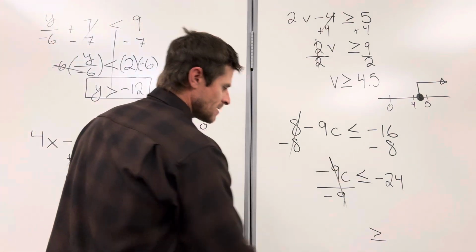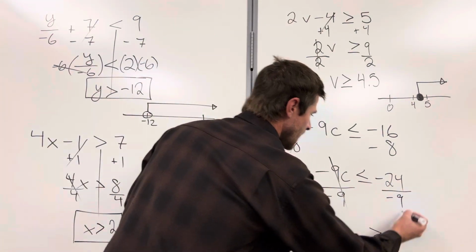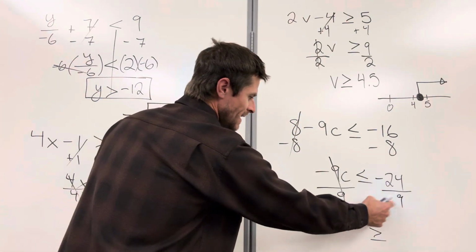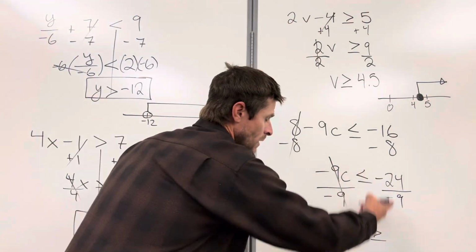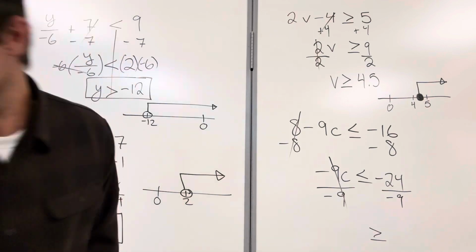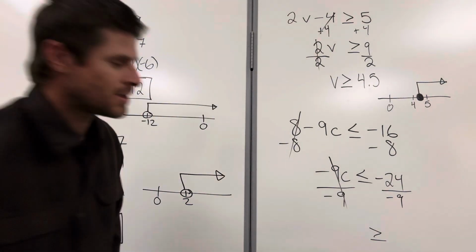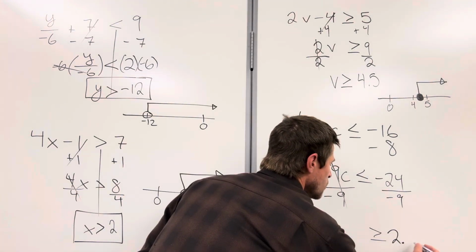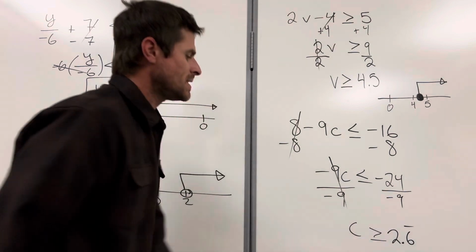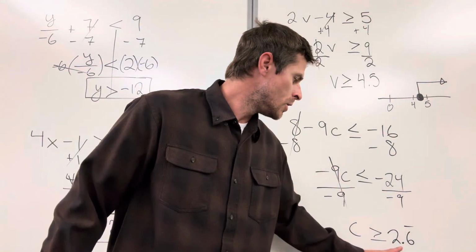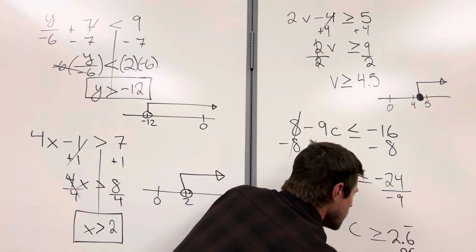Okay, so these cancel. We got to divide by negative 9 on the other side. Divide by negative 9. What's a negative divided by a negative? You're going to end up getting a positive. So 24 divided by 9. Well, let's grab a calculator for that. 24 divided by 9. 2.6 repeating. So 2 2/3. Got C coming down. So C is greater than or equal to 2.6 repeating, or 2 2/3.